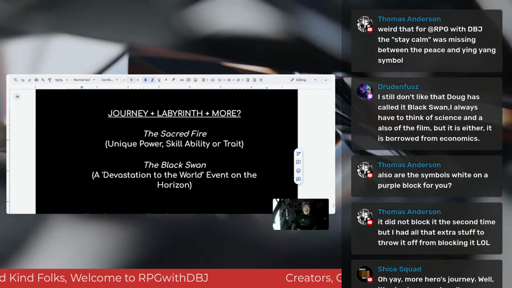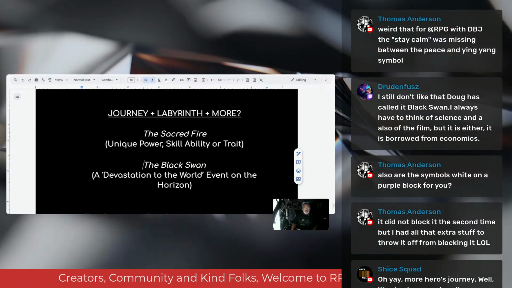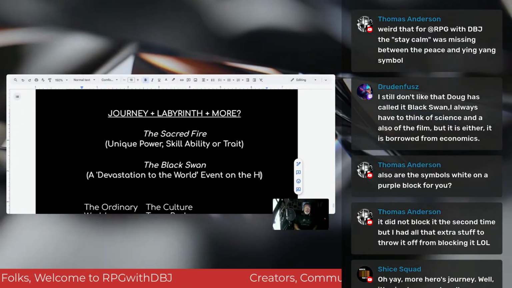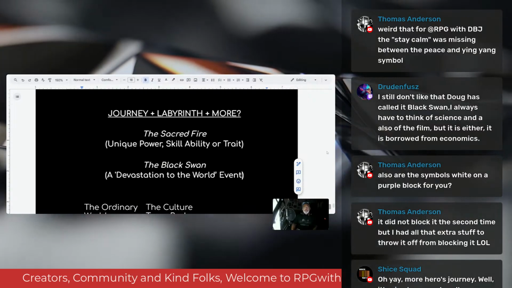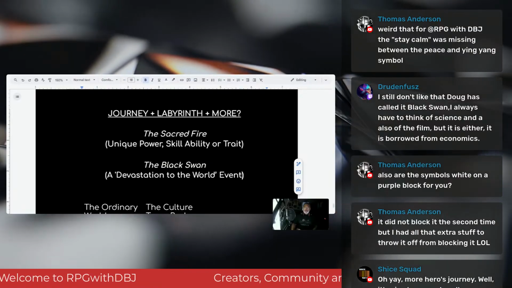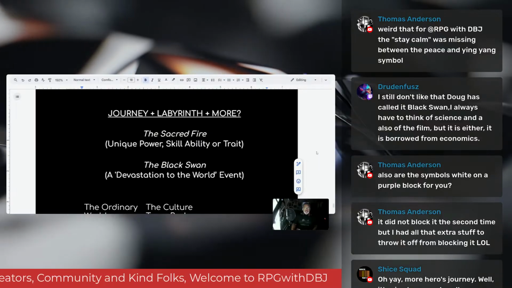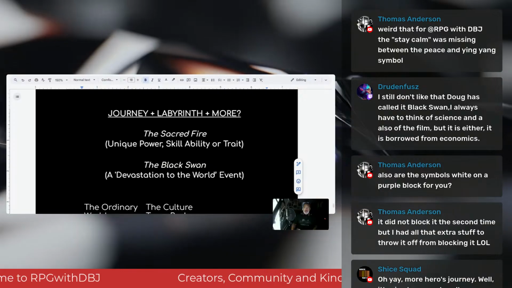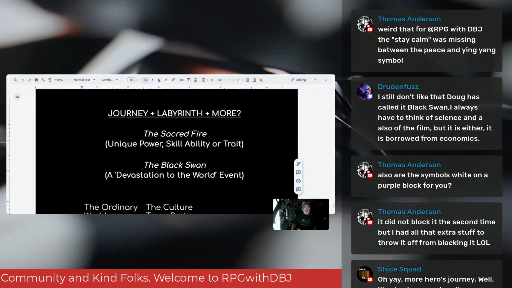The Black Swan event is a devastation to the world on the horizon. It's essentially a looming threat that will maybe destroy the home culture or the region or something like that. Oftentimes we see this as weather events. Sometimes it might be more war related, like a bomb or a marching army. If the army arrives at a particular time, everything is lost.